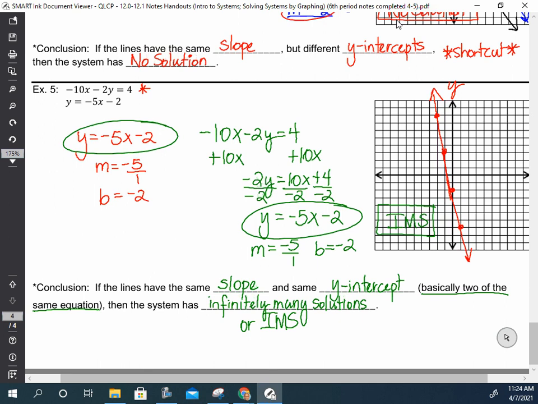So, questions on example 5? Okay. It's not hard. Y'all aren't doing anything that y'all haven't done before already. It's definitely not hard.